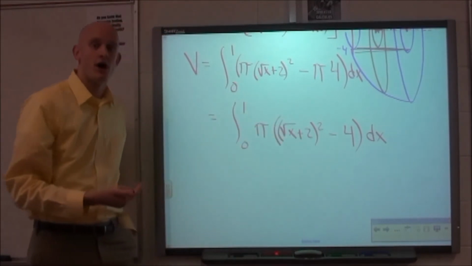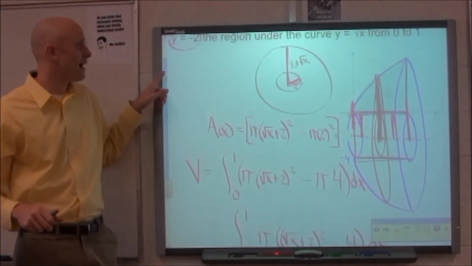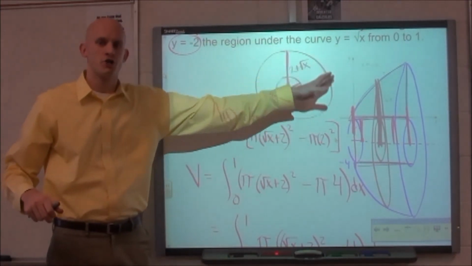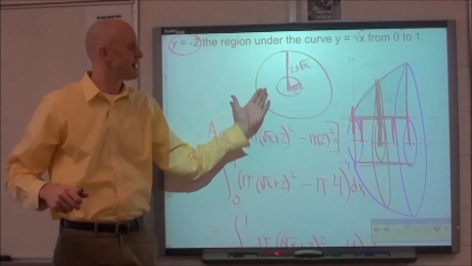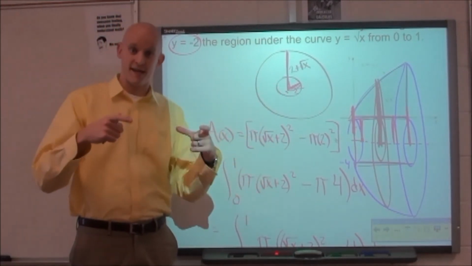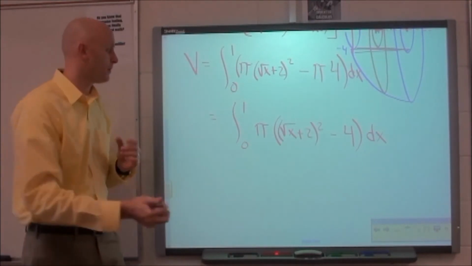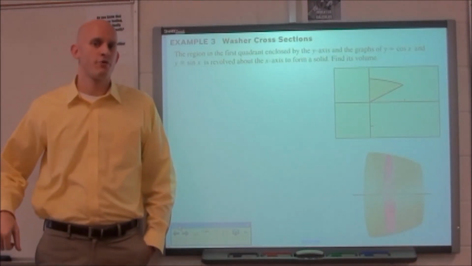This is something that you know how to do. The setup is the new thing. The setup is volume using a washer method. Take the outside minus the inside for your area of the disk, and then we'll integrate from our lower limit to our upper limit. Moving on to example 3.